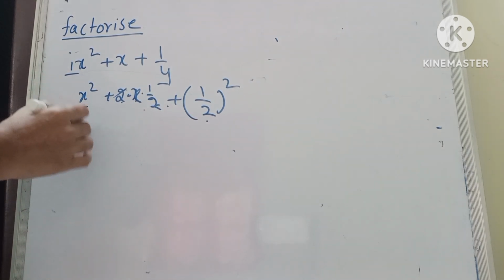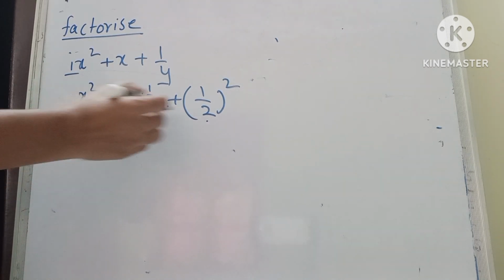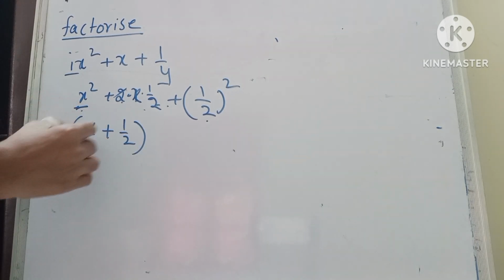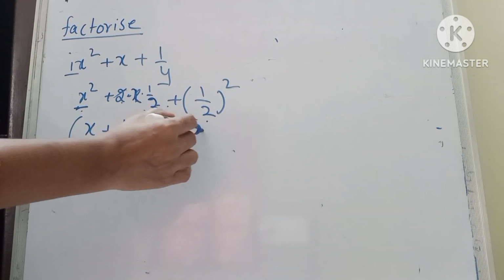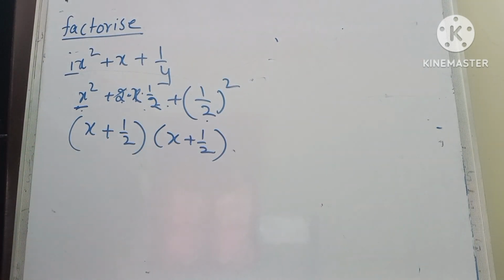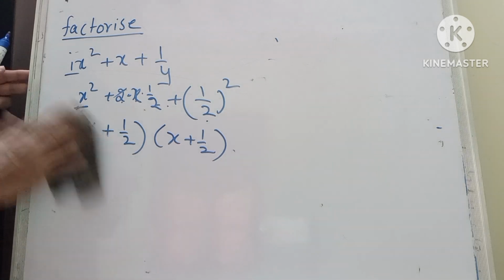So here instead of a, x is the first value, and instead of b, 1 by 2. So x plus 1 by 2 times x plus 1 by 2. These are the factors of the expression.